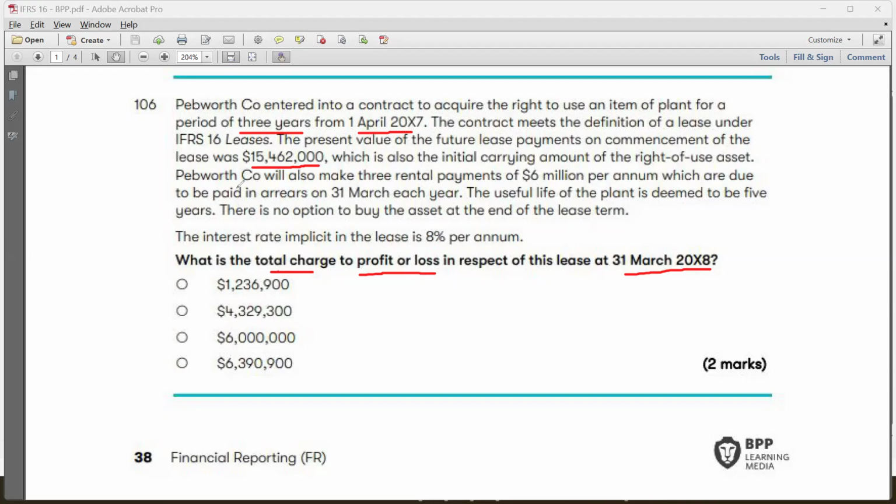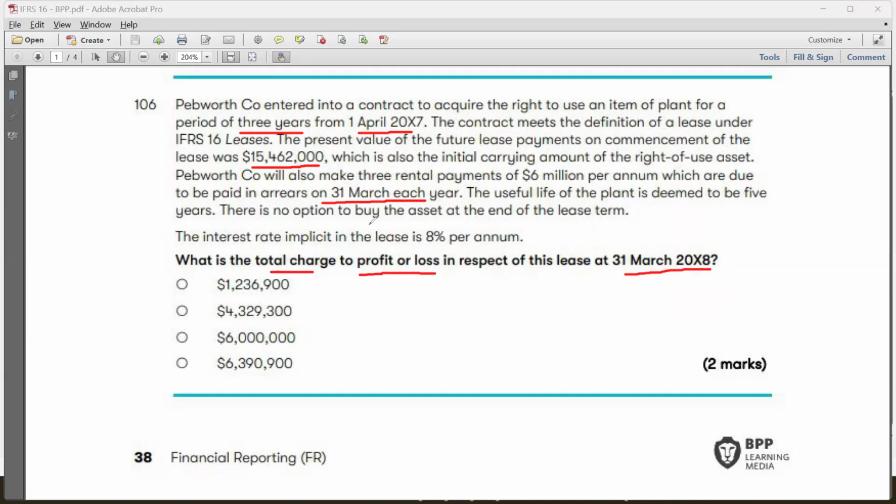And Pepworth Limited will also make 3 rental payments of 6 million per annum, which are due to be paid in arrears on 31st of March each year. So in this case, this is arrears, and we are going to make these 3 payments. These are the payments for which we have this present value. Okay. So the useful life of the plant is deemed to be 5 years. So we take the lesser period, which is the lease term of 3 years, when it comes to depreciation. And there is no option to buy the asset at the end of the lease term.